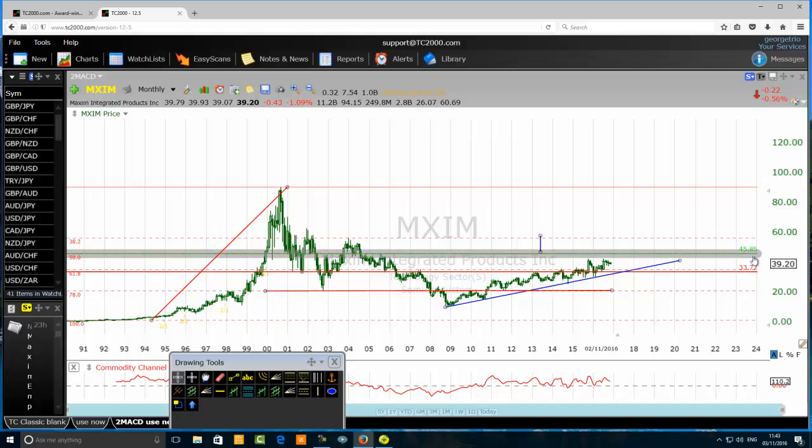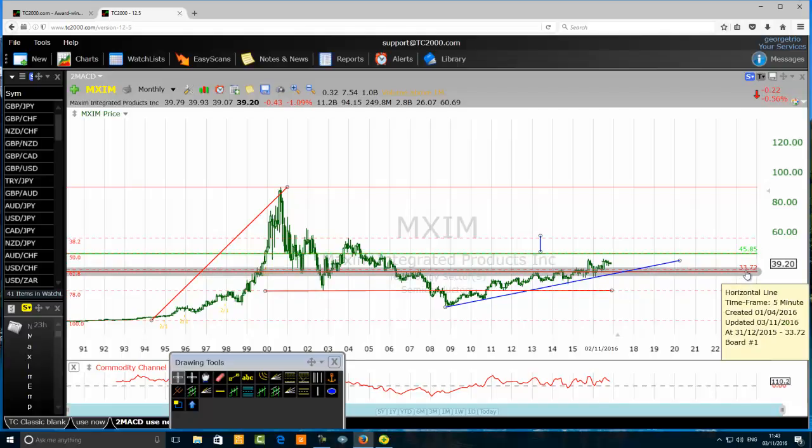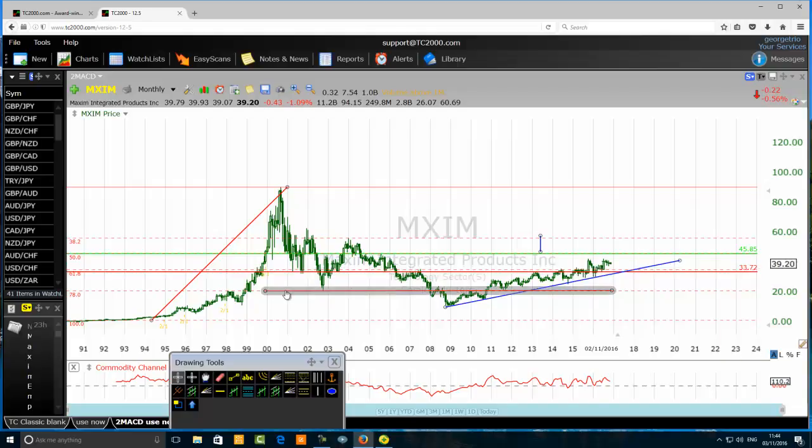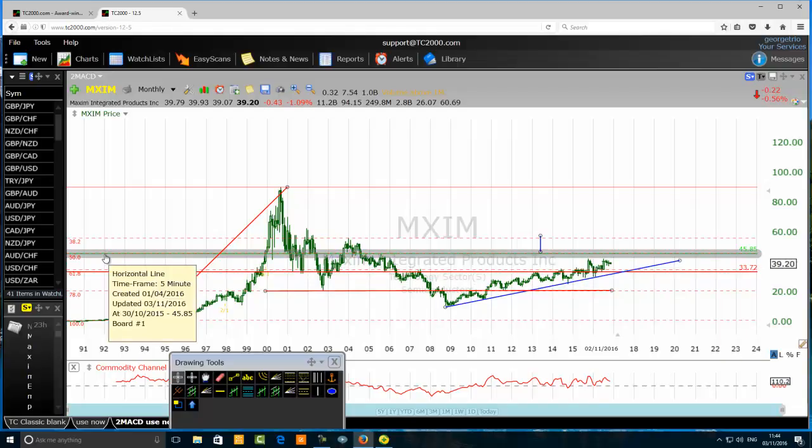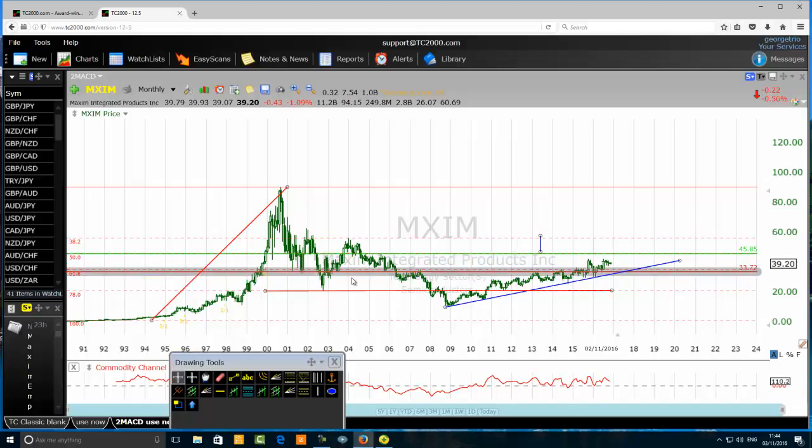$45.85, call it $45. And the next one is somewhere around $33.72, call it 34. So professionals are watching the 50% and the 61.8% Fibonacci retracement level of the prior trade. That's what we call the sweet spot zone. You want to understand how the stock market functions.